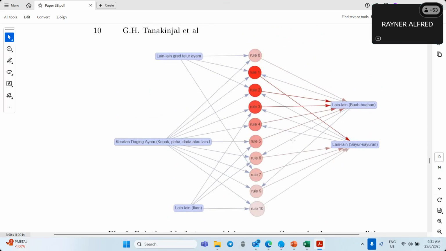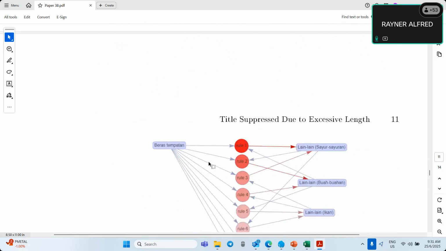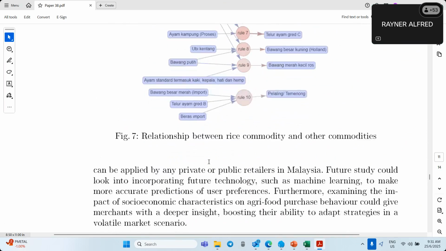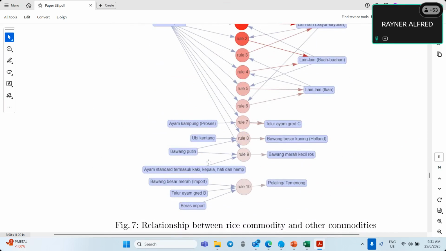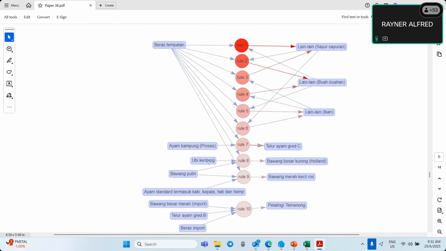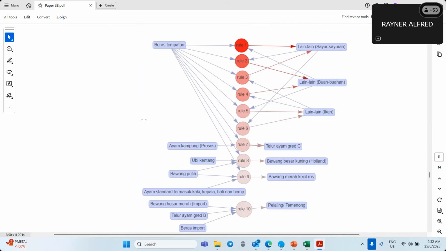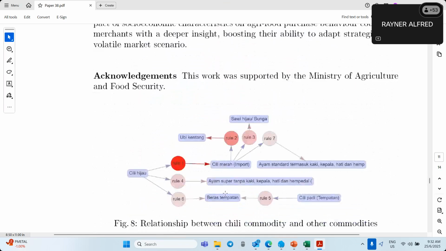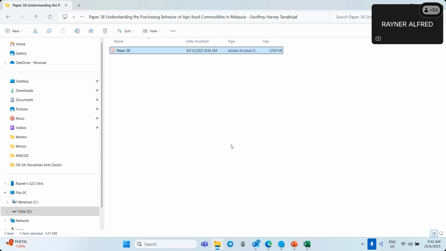This is more complicated association rules. Here we can look at the relationship between the rice commodity and other commodities. This is the rice. And many more. We have another one.